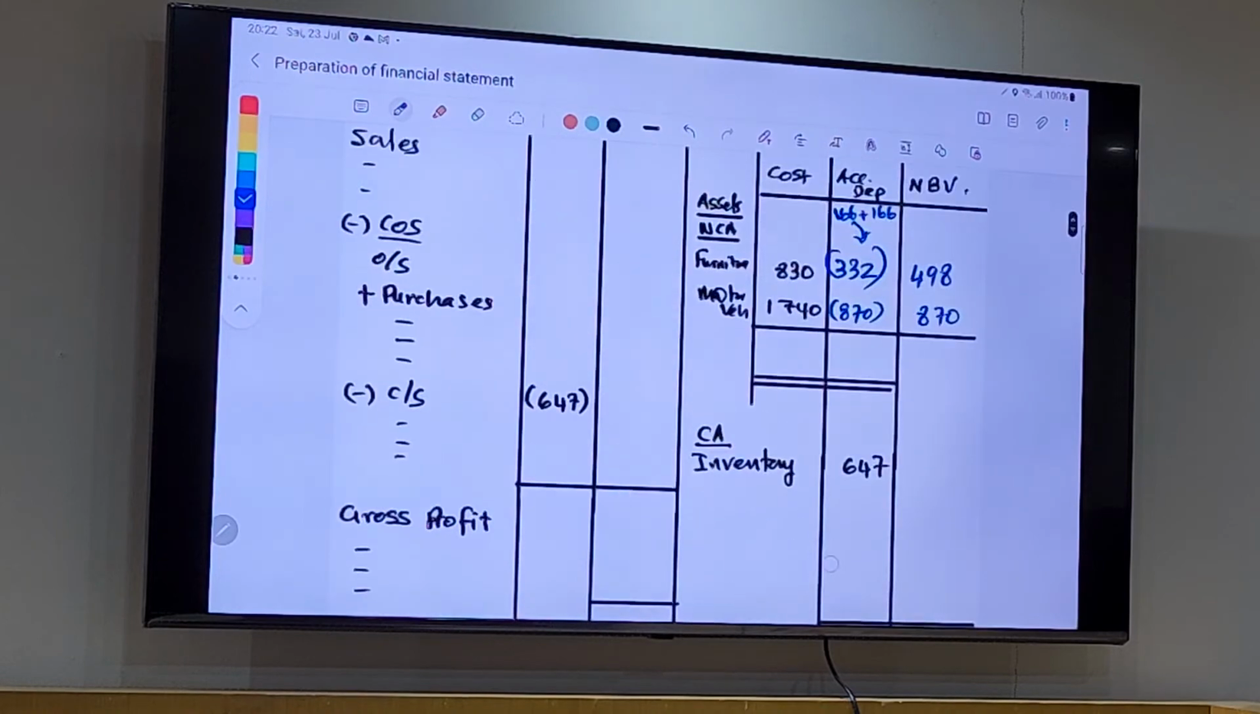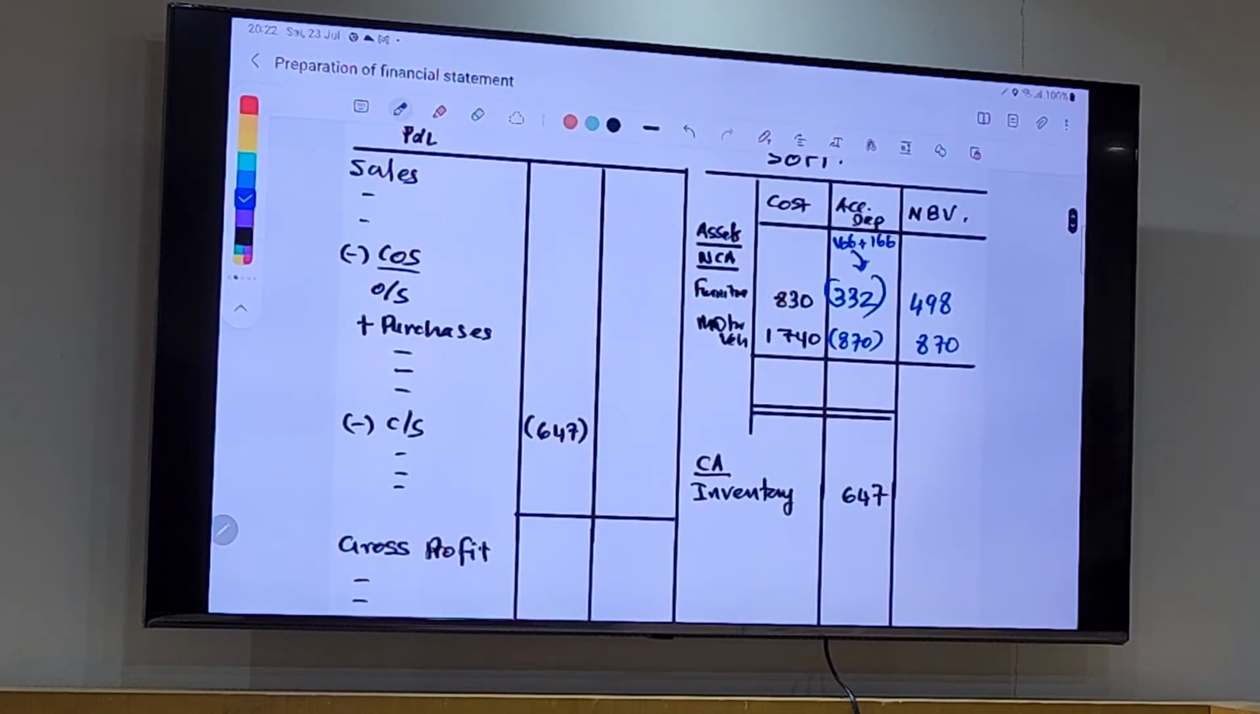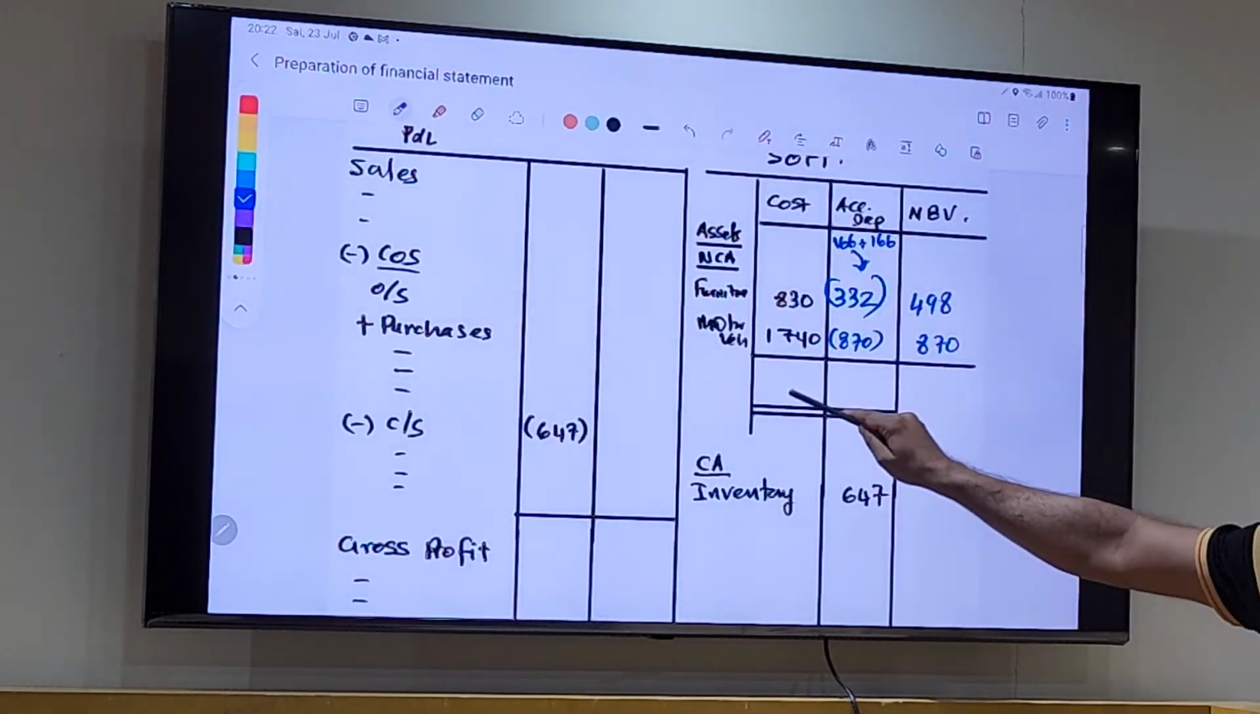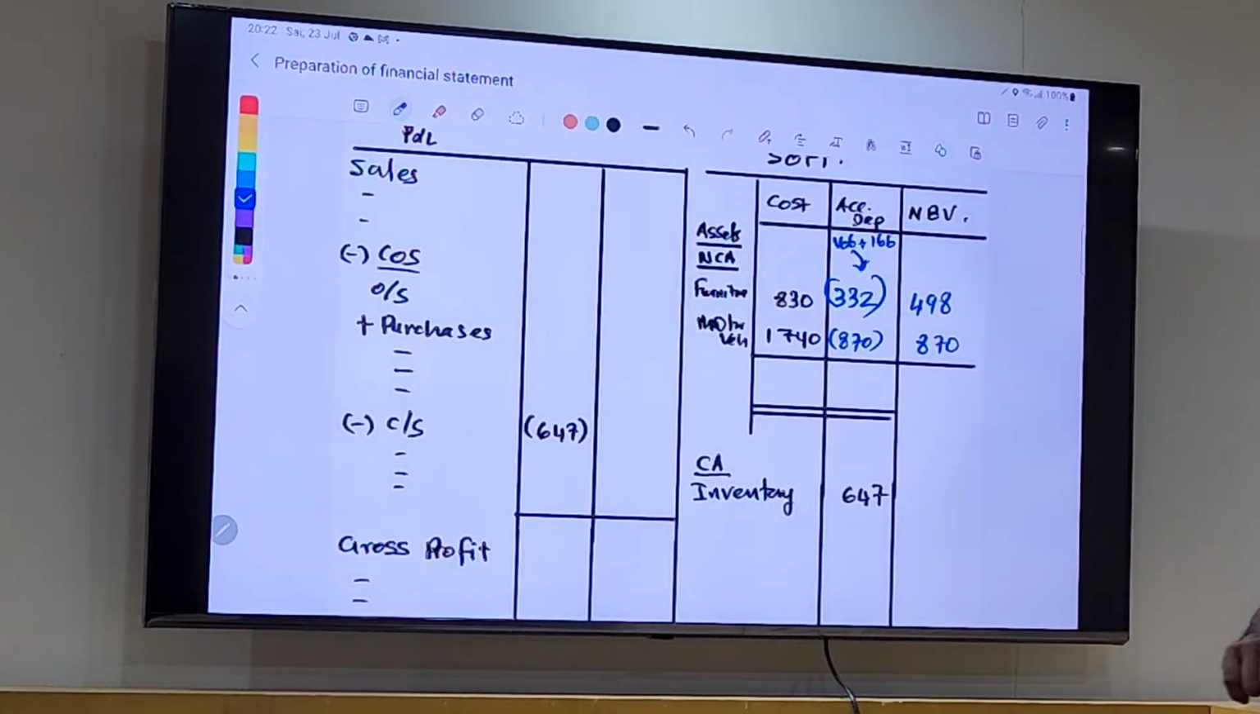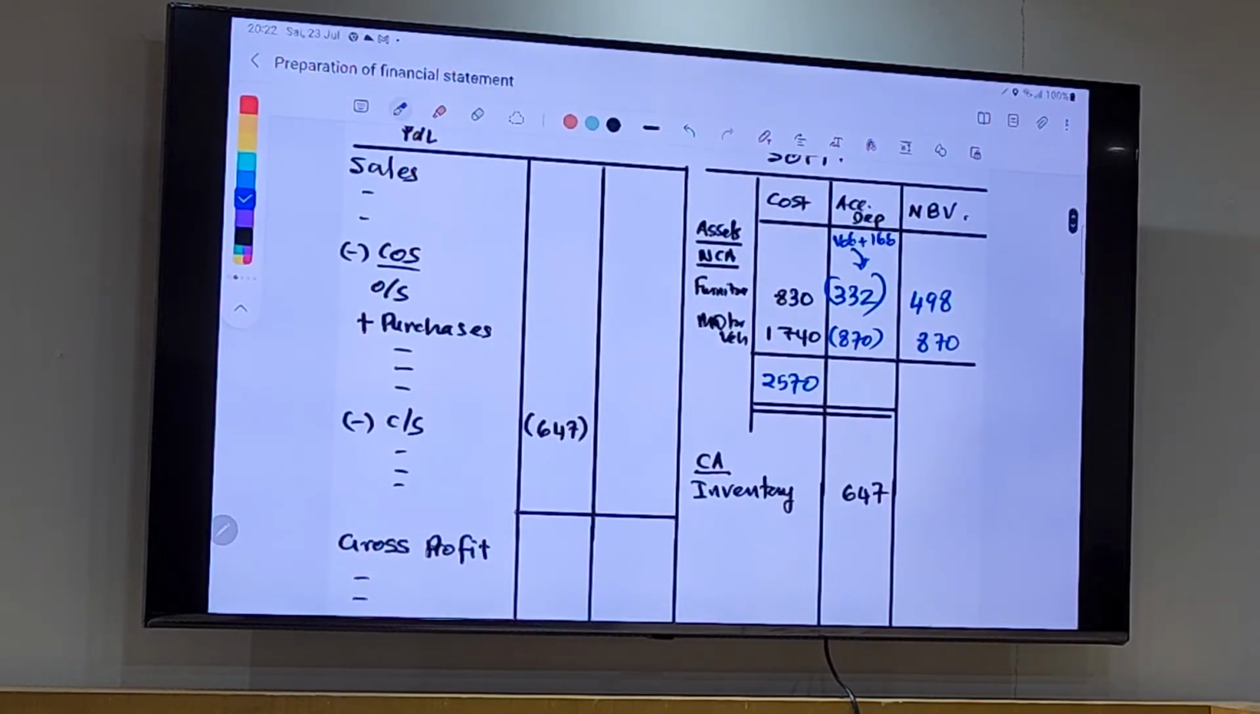So now can we then take the total of these two, please? 2570. And then the total of these two, 1202. And then the total of these two, 1368.